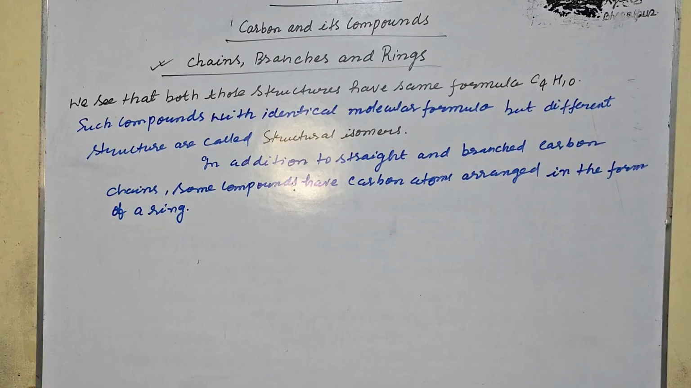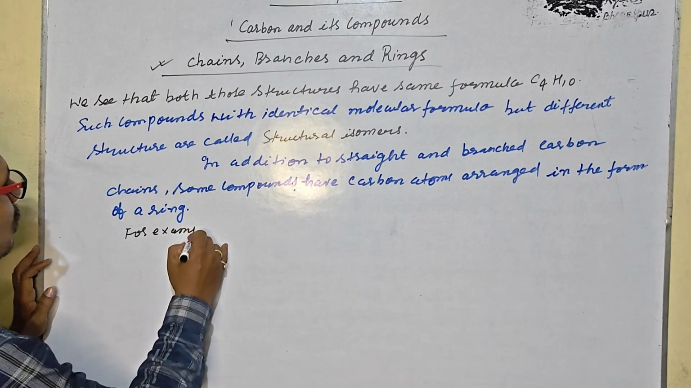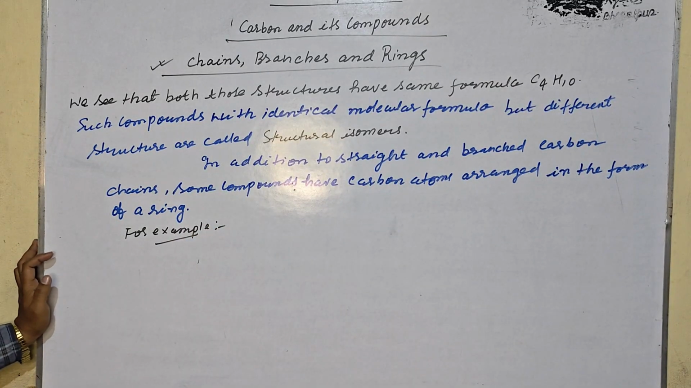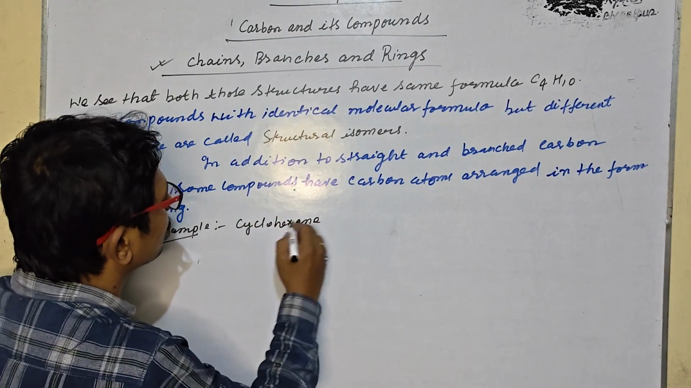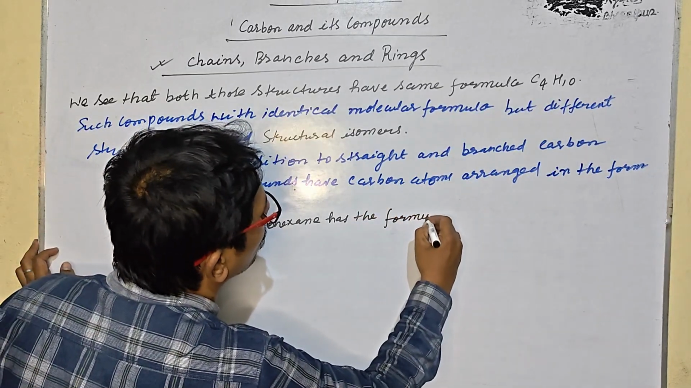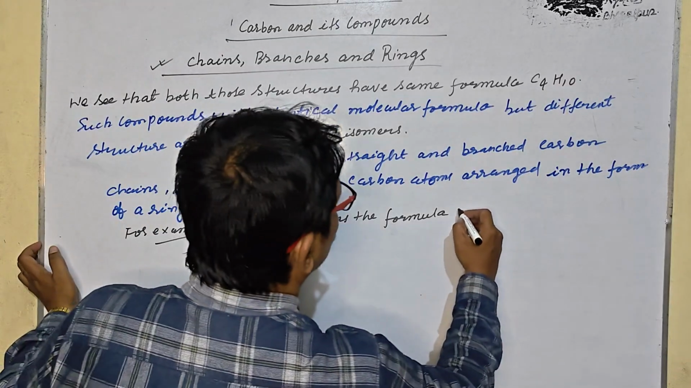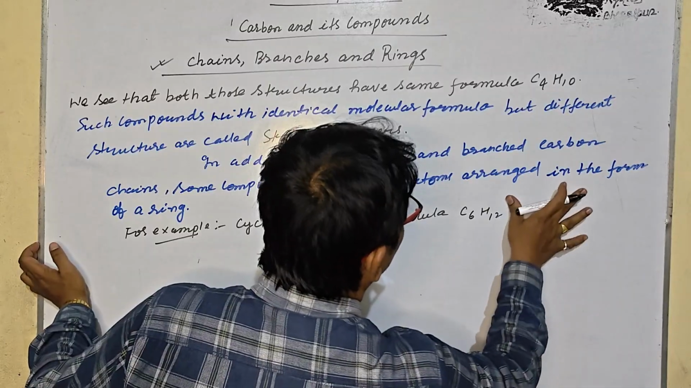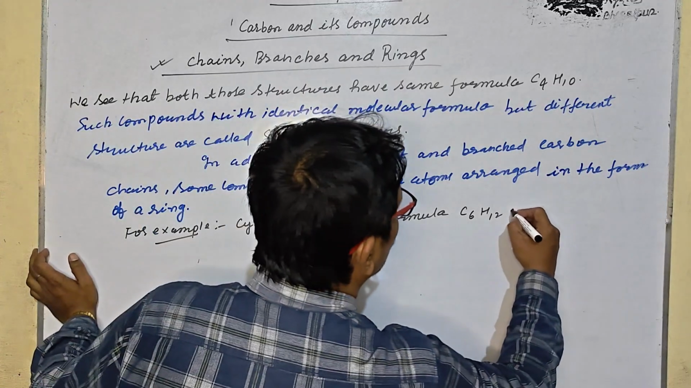For example, let us take an example. You can see the example: cyclohexane has the formula C6H12 and the following structure.